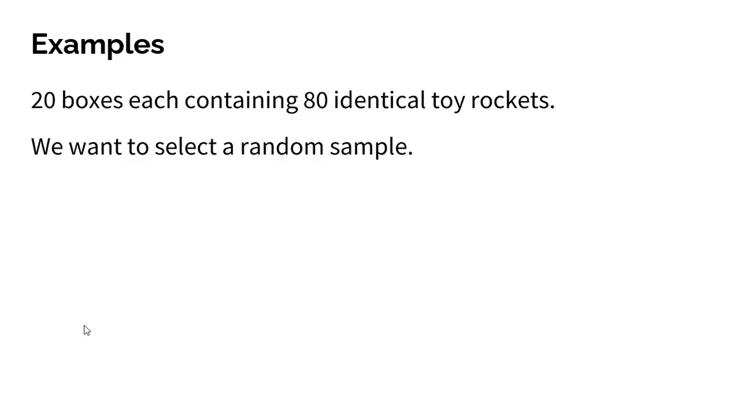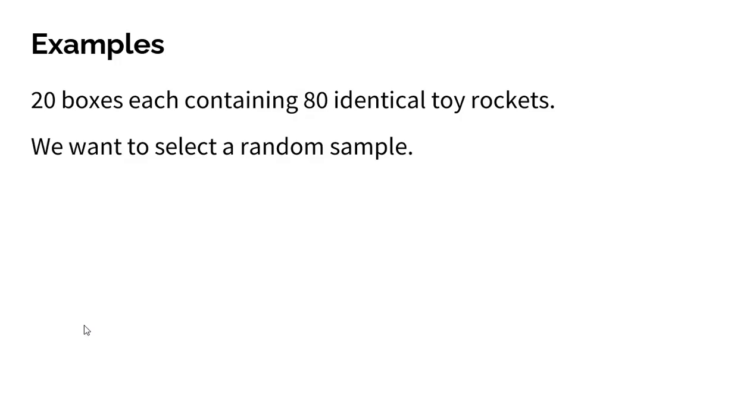Now, stratified would be, okay, let's create groups. Now, oh, wait a minute. I already got groups. I got 20 boxes. Every box contains 80 identical toy rockets. Okay, so I already got groups. 20 boxes, each box is a group, and within each box, they're all toy rockets, so they're homogeneous.